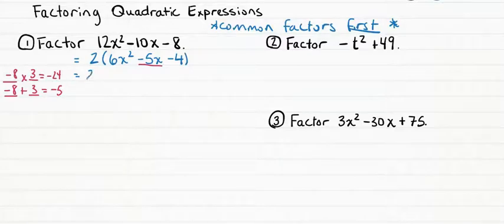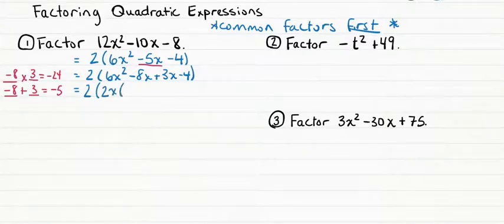So I keep that common factor of 2 here, and I'm going to rewrite this complex trinomial where I replace the middle term with negative 8x and positive 3x. Okay, so now the next step in decomposition is to find a common factor in the first two terms and a common factor in the last two terms, again keeping this overall common factor of 2 in front. So a common factor from the first two terms, I've got 2x, and that leaves me with 3x minus 4.